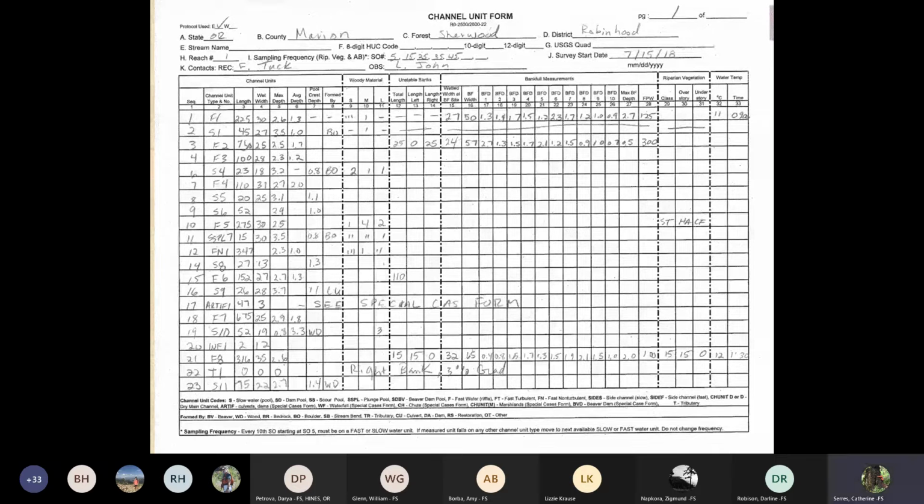So say, number 15, they only put 110 down for total length, but they didn't put a left and right bank. But later on, they put a 0 and 25, so they look both at left and right. So you need to be consistent throughout. If you're going to collect data on left and right, make sure that you collect it on left and right on all of your channel units.